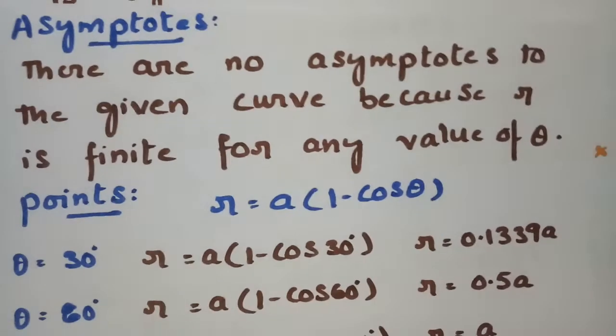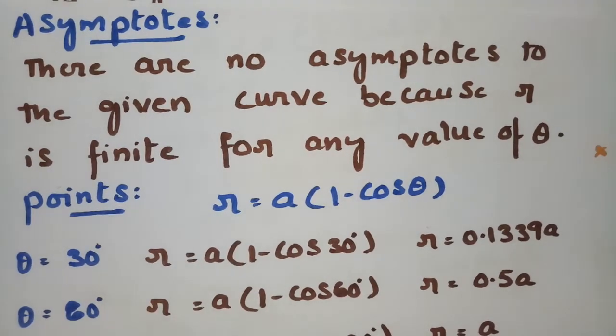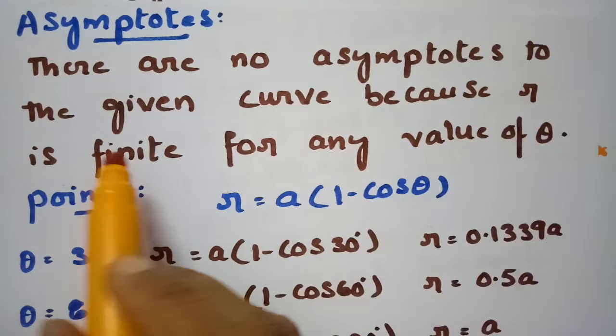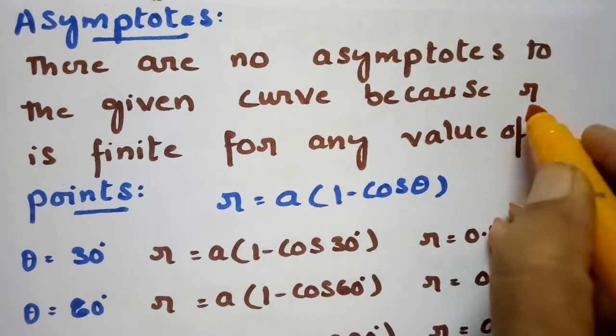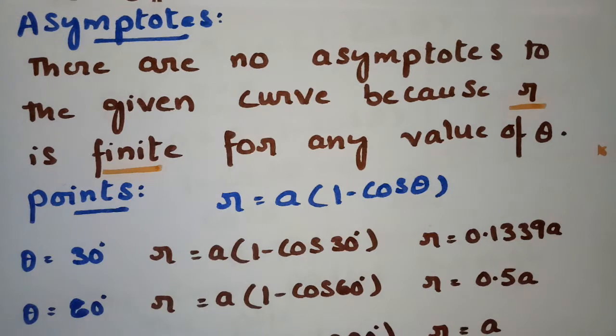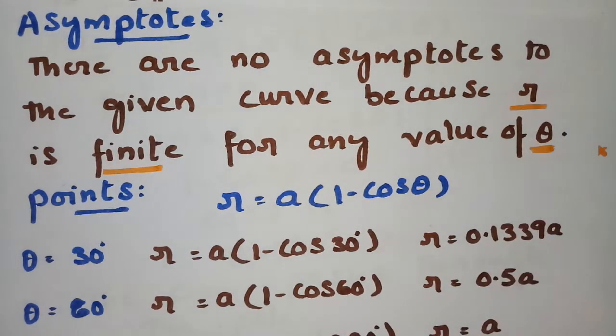Next, coming to the asymptotes. There are no asymptotes to the given curve because r is finite. So r is finite for any value of θ. If you give any value to θ, we are getting r as a finite value. If it's infinite, then we can talk about asymptotes. If it's finite, there is no chance of asymptotes. Therefore, the given curve has no asymptote because r is finite for any value of θ.